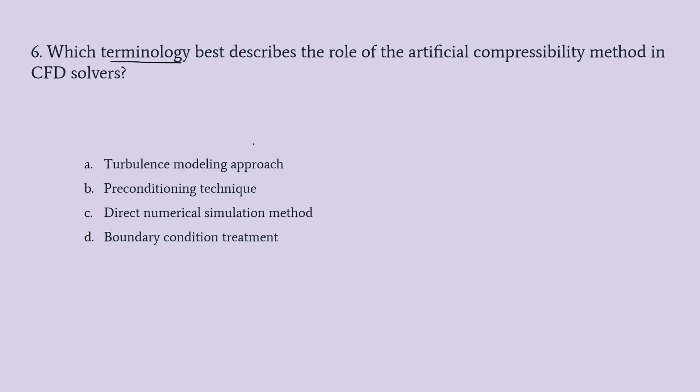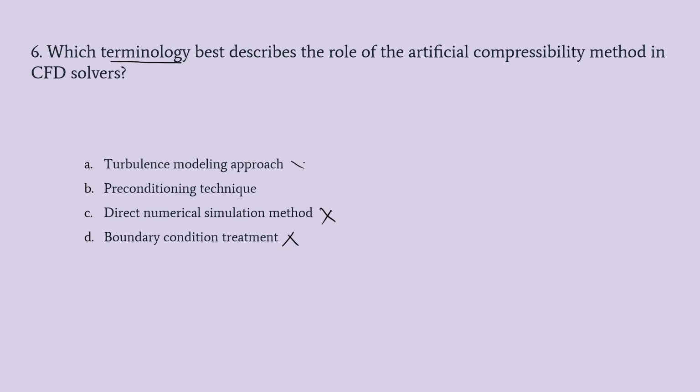From the list of options, we can eliminate some of the options, because one is DNS, direct numerical simulation method. This is a broad term which is not particular to the artificial compressibility method. And again, boundary condition treatment. We have already discussed what the artificial compressibility method is, and it is not done on boundaries. It is for inner regions. So it is also not a boundary condition treatment.